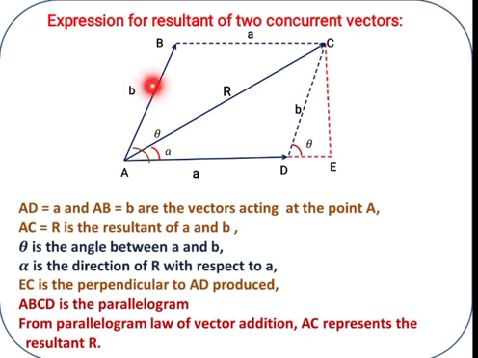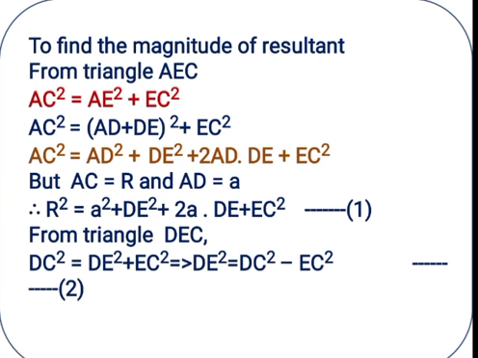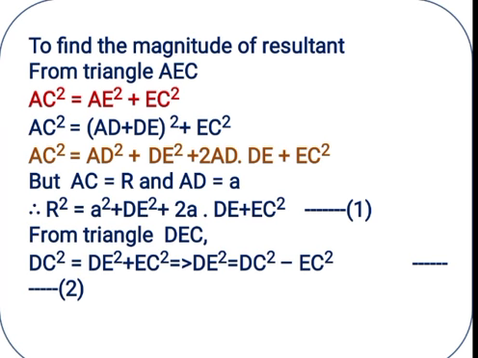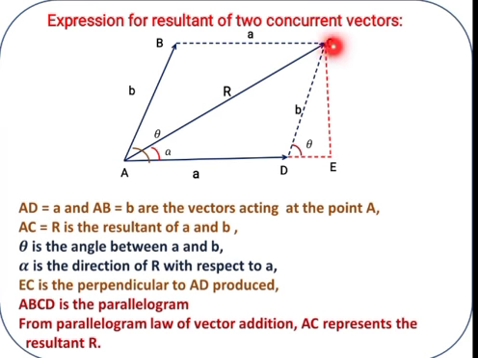Now, from this parallelogram and as well as from this triangle, we can study what is AC. AC is a resultant vector. Okay. Suppose if we consider AEC triangle, apply the Pythagoras theorem here. After applying the Pythagoras theorem, AC square is equal to AE square plus CE square. So, let us study the mathematical part. From triangle AEC, AC square is equal to AE square plus EC square.